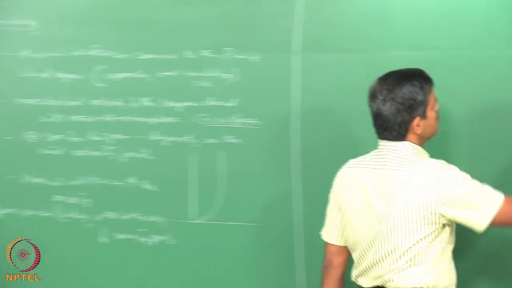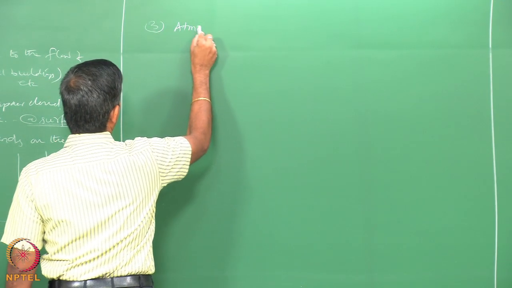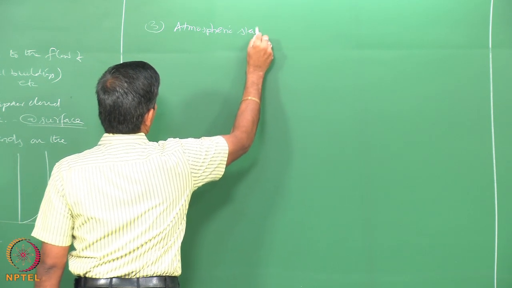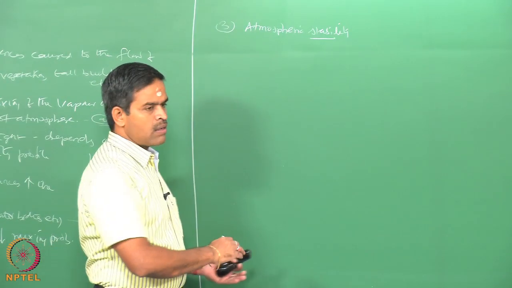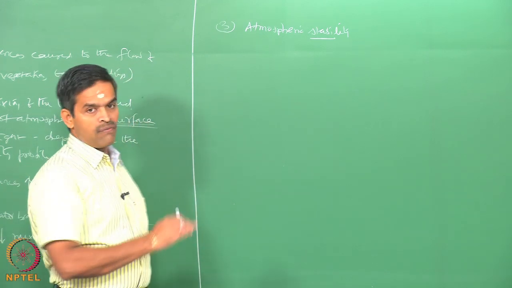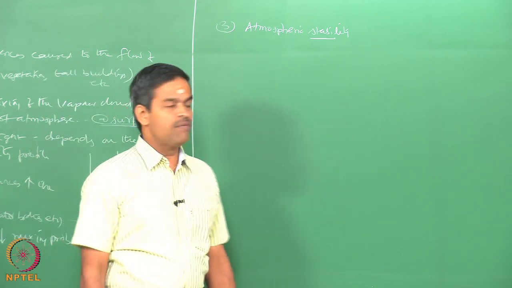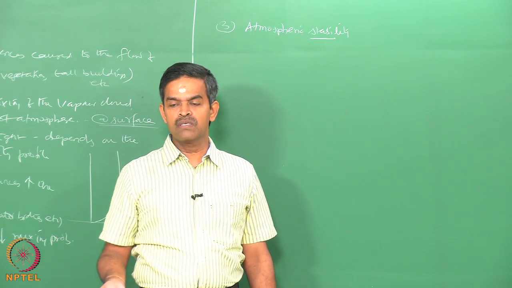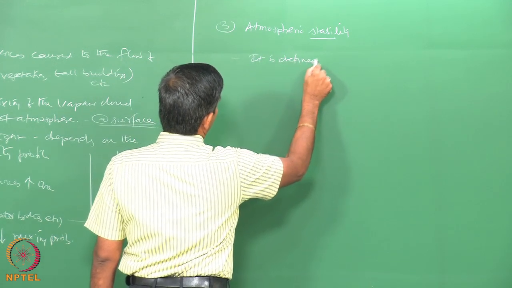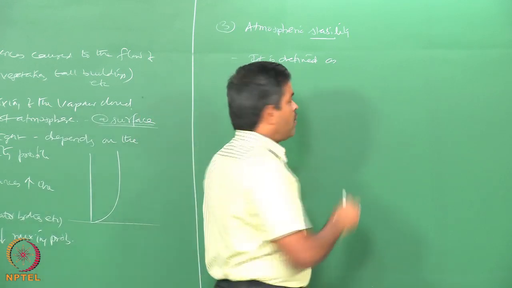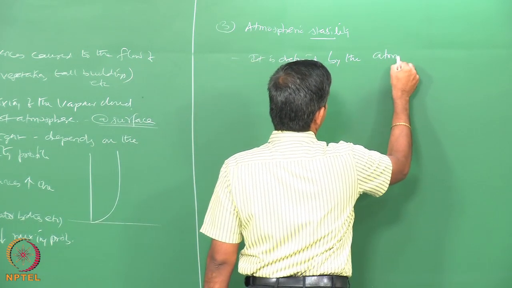Let us now talk about the stability class, which is the third condition, which I call atmospheric stability. Here the term stability does not refer to whether it is a stable or unstable condition of the atmosphere, it is actually referring to a specific temperature condition present in the atmosphere, which either enables dispersion or disables dispersion. So, it is defined by the atmospheric vertical temperature gradient.